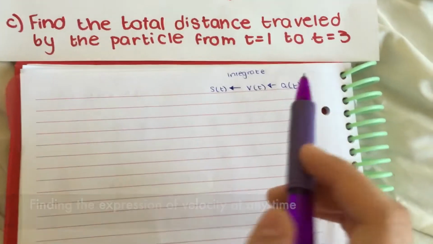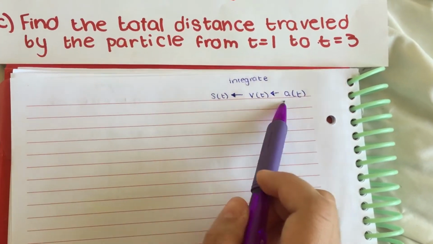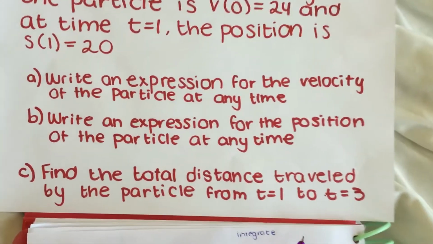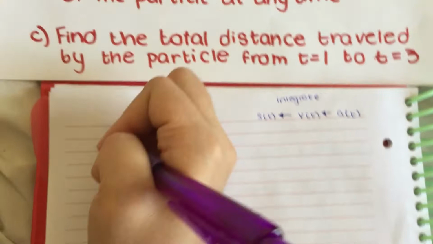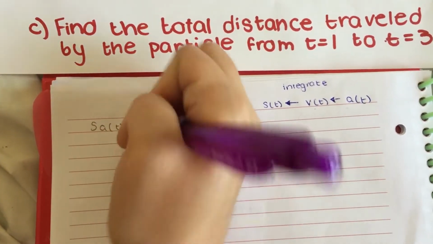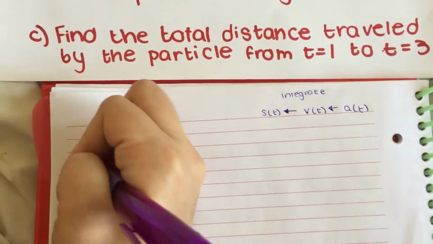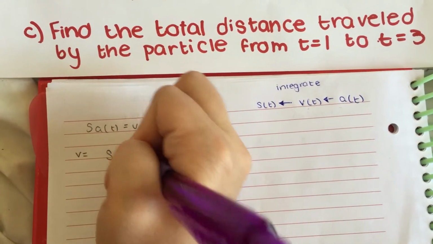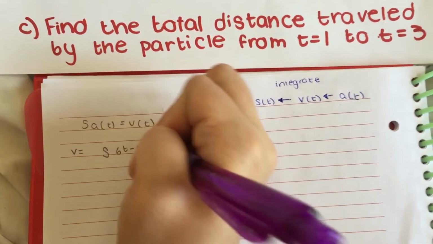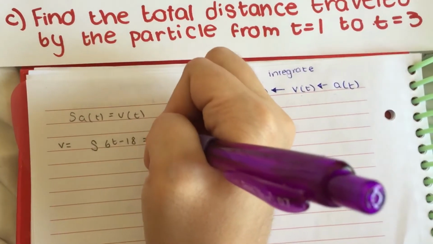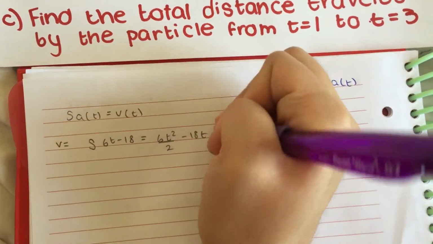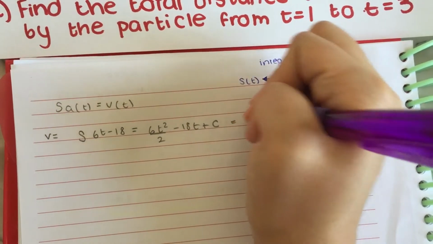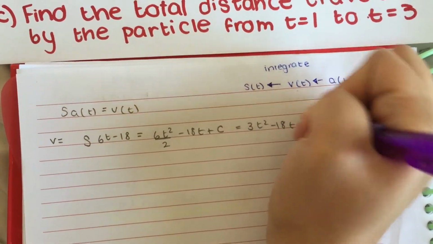Okay, so in order to solve letter A, we need to know that integrating acceleration we get velocity, and that's what it tells us to do in letter A. So we need to integrate acceleration, which will be equal to velocity. So we integrate the expression of acceleration, which is 6t minus 18, and this will be equal to 6t squared over 2 minus 18t plus c. And this simplified is 3t squared minus 18t plus c.